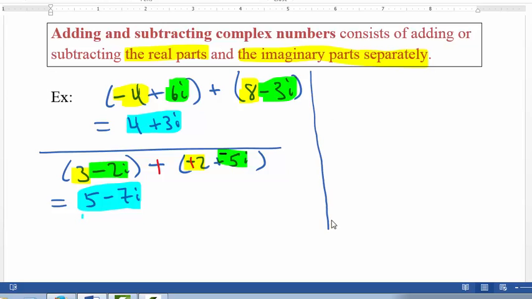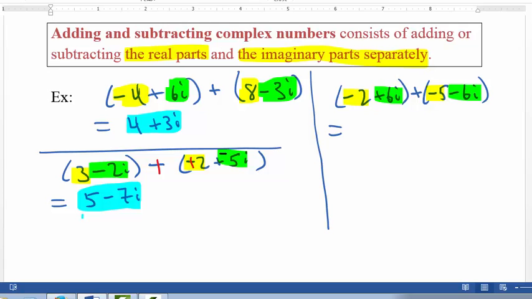Now, one little interesting thing to note is you can, in fact, add or subtract imaginary numbers and get back a real number, right? These are two imaginary numbers, -2 plus 6i and -5 minus 6i. But what happens when I add them?